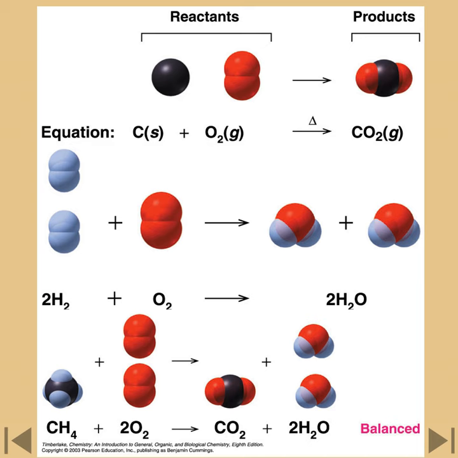But do note, 1 carbon on the left, 1 on the right, 4 hydrogens on the left, 4 hydrogens on the right, 4 oxygens on the left, and 4 on the right. So this is an example of a balanced chemical equation. And again, the numbers out in front of the formula are the coefficients. And no coefficient implies 1, just like x really means 1x.